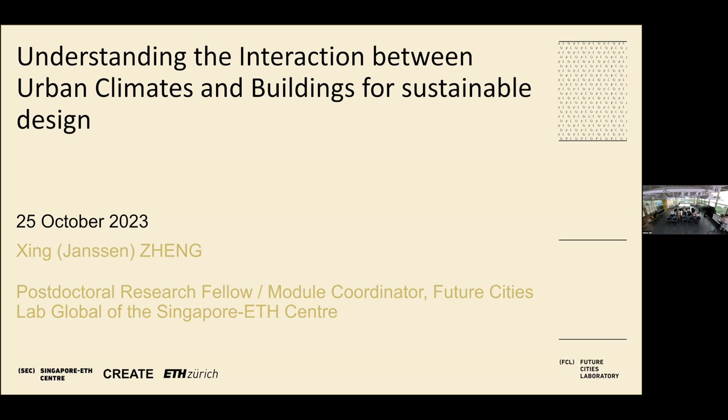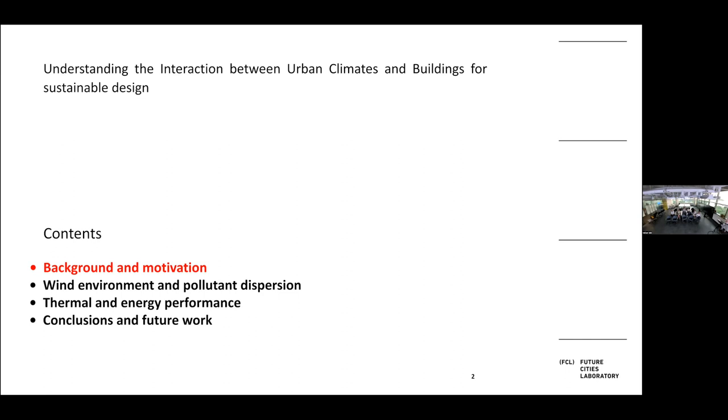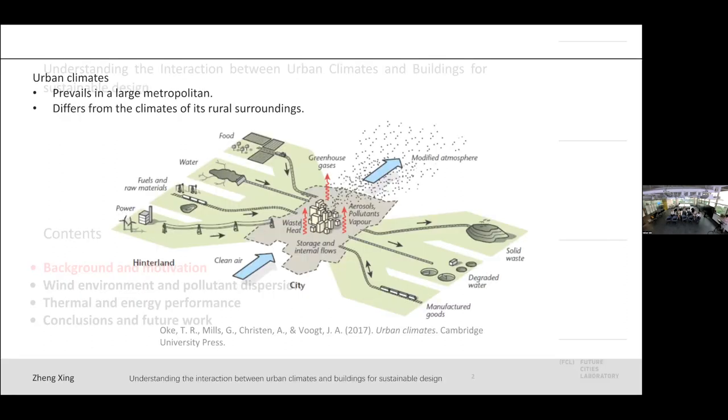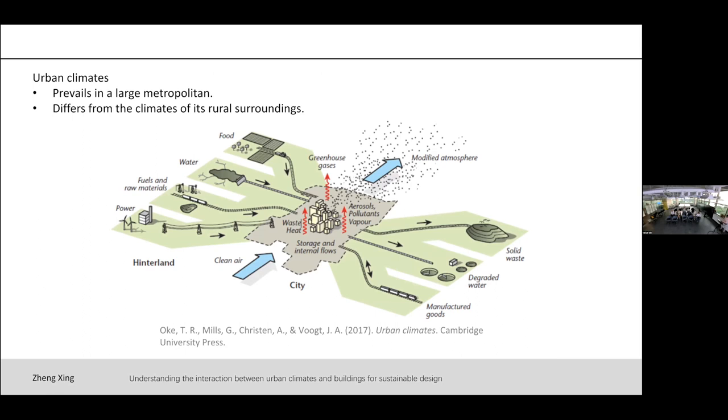So my name is Xing Zheng, and today I'm going to present my study about understanding the interaction between urban climate and buildings for sustainable design. First, I would like to briefly talk about the background and the motivation of this topic. First, what is urban climate? Urban climates are any set of climatic conditions that prevail in large metropolitans, and that differ from the climate of its rural surroundings.